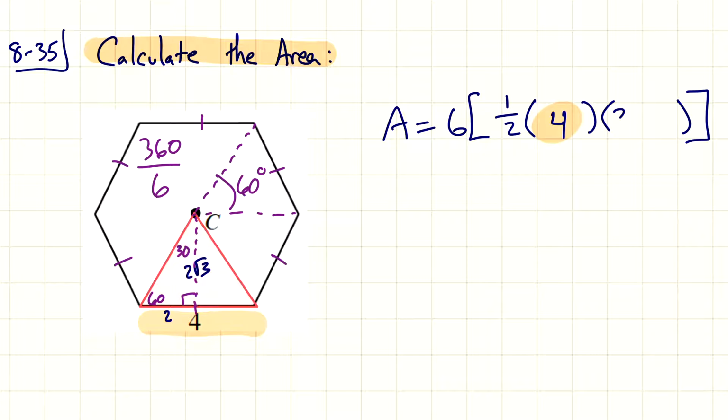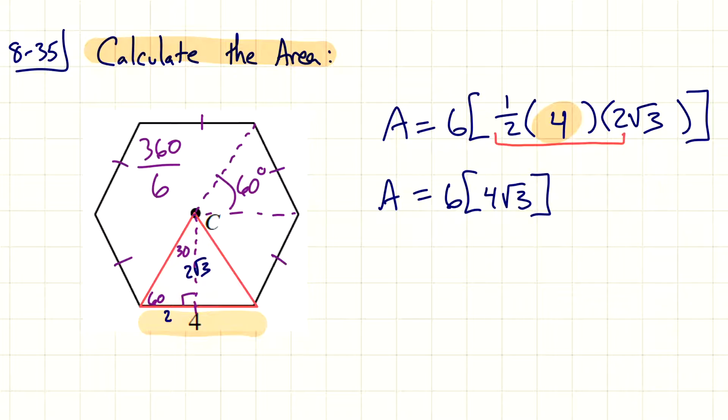All right, so I'm going to plug in 2 times the square root of 3, and then that's it. Now we just have to simplify it. So the area is going to be 6 times, and I like to do all these at the same time. So half of 4 is 2, and then 2 times 2 is 4. We're left with 4 times the square root of 3.